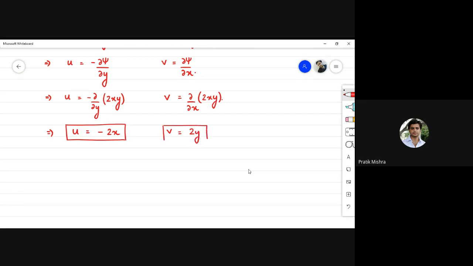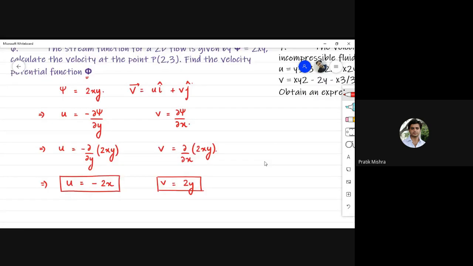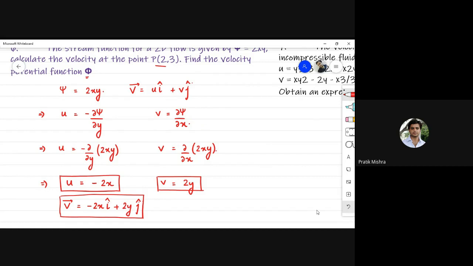अब आपको वेलोसिटी किस पॉइंट पे निकालना है? If mentioned, you need to calculate velocity at point P. Its coordinates are 2, 3. So velocity vector लिख लीजिए, v vector is equals to minus 2x times i cap plus 2y times j cap. वेलोसिटी वेक्टर आ गया ये. पॉइंट को सेटिस्फाई करवा दीजिए इस वेलोसिटी वेक्टर में.